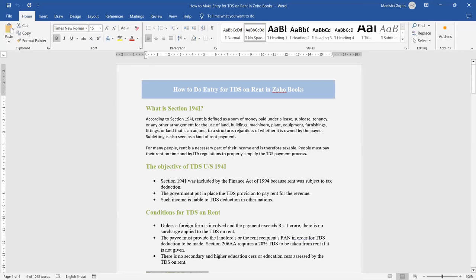So what is section 194I? This section is for rent. It is defined as a sum of money paid under a lease, sublease, tenancy or any other agreement for using building, land, machine, plant, equipment, furniture. Regarding that, the income tax department has come with section 194I for the rent of the property, machine, plant, equipment.